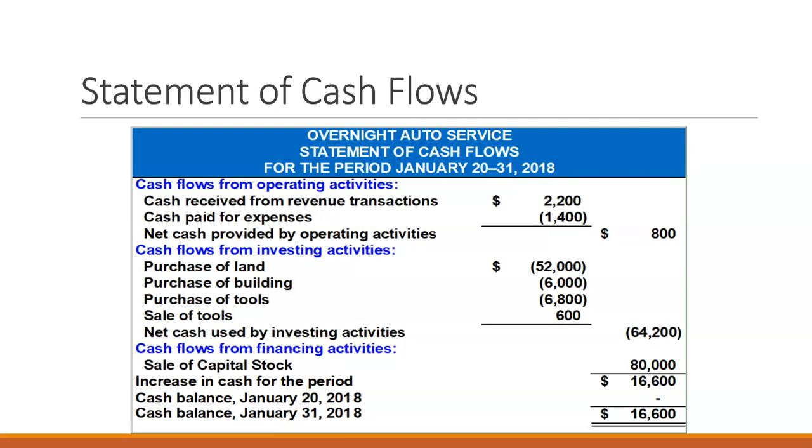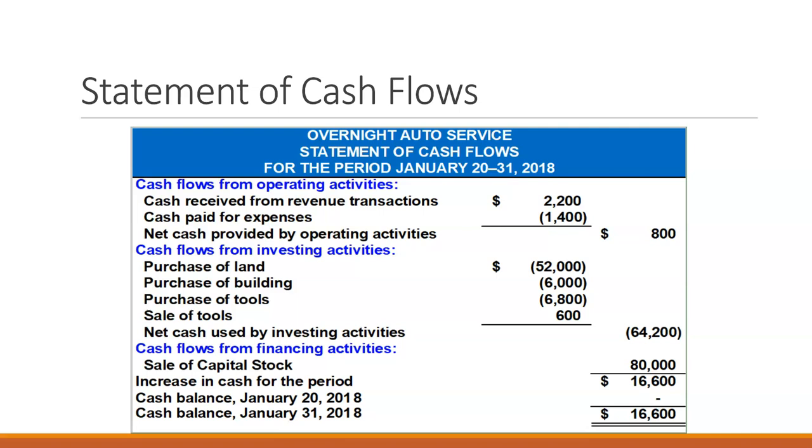So we have cash flows from operating activities. Operating activities are those activities that are required for our business to run. So activities that happen every day. We pay expenses, we make money from revenues, we have accounts payable, accounts receivable, different ways that cash runs through those accounts. Cash flows from investing activities.